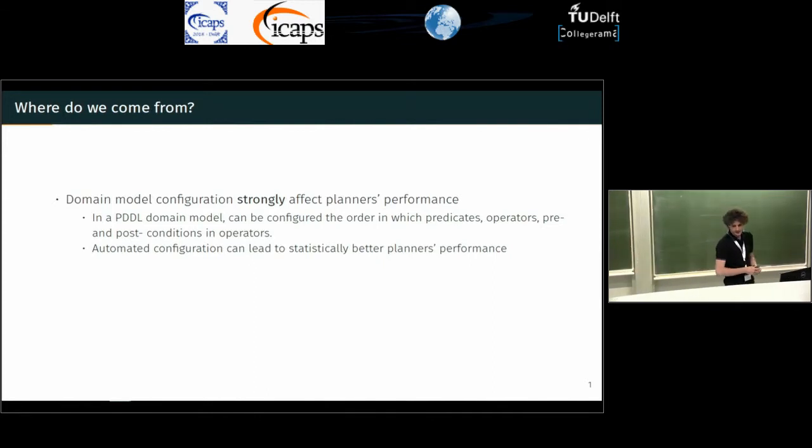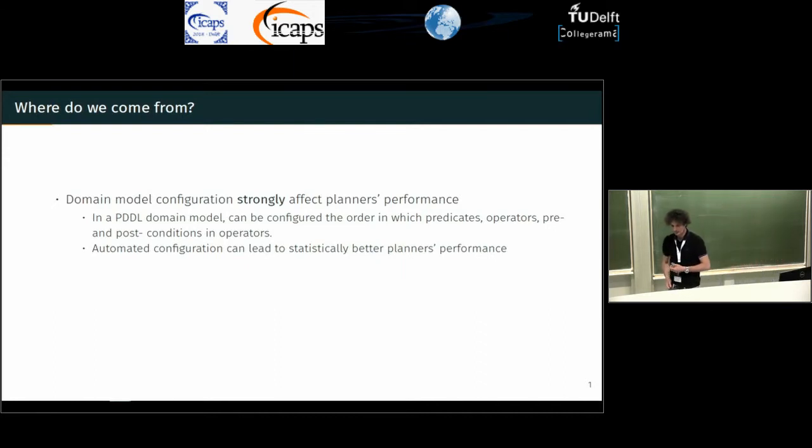Now, on this matter, configuration means that you can order the way in which predicates, operators, pre and post conditions are listed in the domain model. And on top of that, you can automatize this process in order to identify a configuration which performs well for a given planner on a given domain.